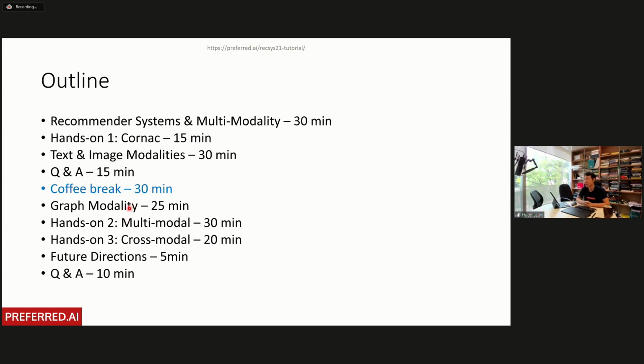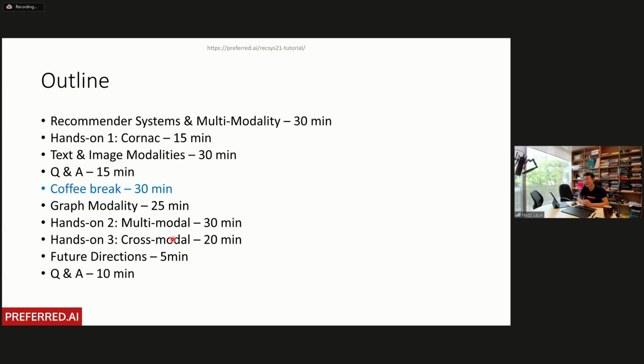I think graph information, graph data, is now one of the most active research areas as well. I think just a couple of days ago, we heard the keynote on graph neural networks as well. So I think you will probably appreciate the usefulness of graph. So do come back for the graph modality discussions as well. And then we're going to have two hands-on parts that talk about two different aspects.